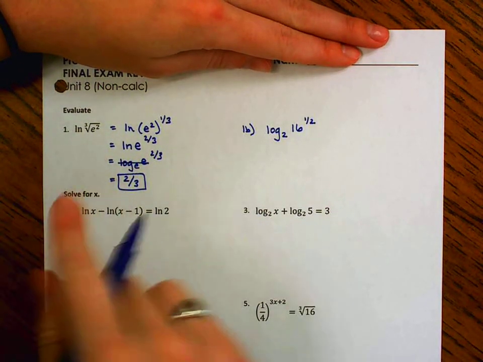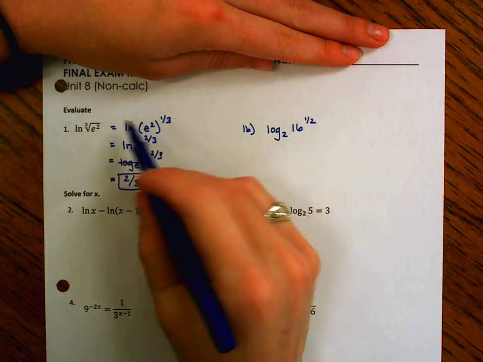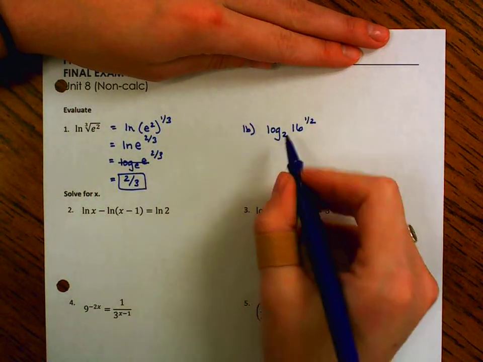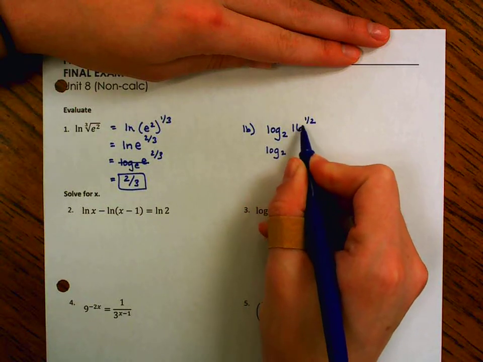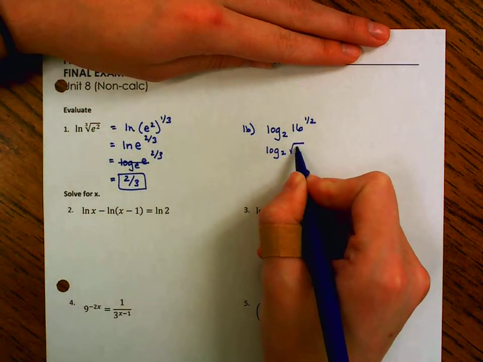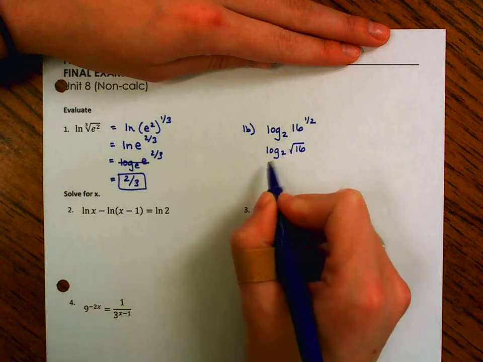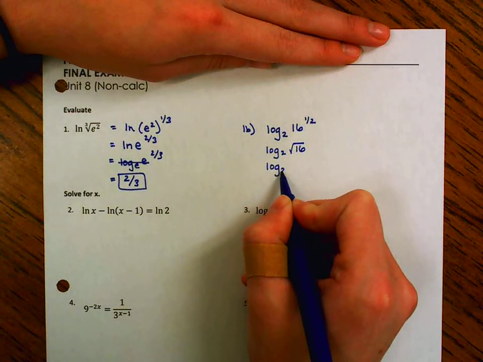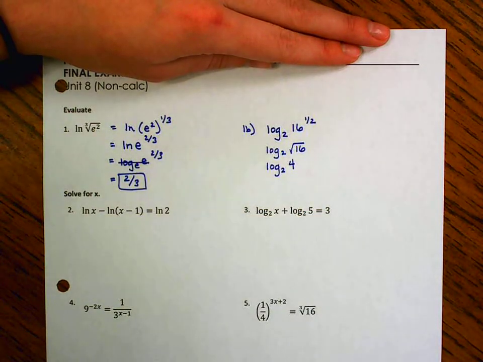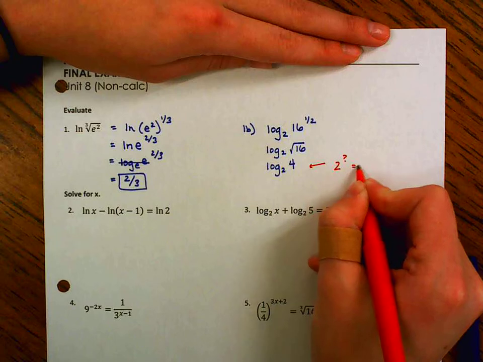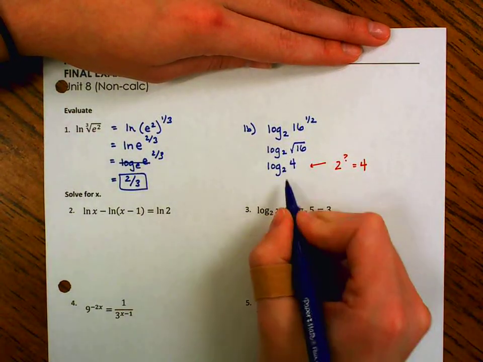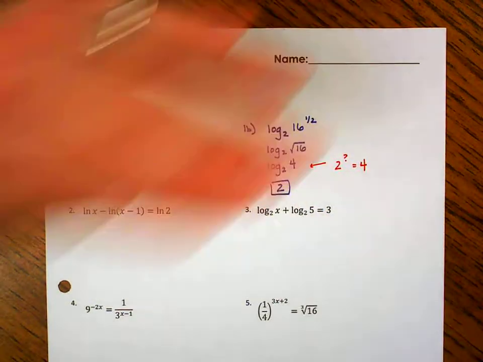This is kind of the opposite of what we saw before, where we turned our root into a fractional exponent. I'm actually going to say, well, wait a minute. If I have 16 to the 1/2, that's the same as square rooting 16. And the square root of 16 is 4. Okay, so this is asking the question, 2 to the what power is equal to 4? Well, 2 squared is equal to 4, so the answer is 2.